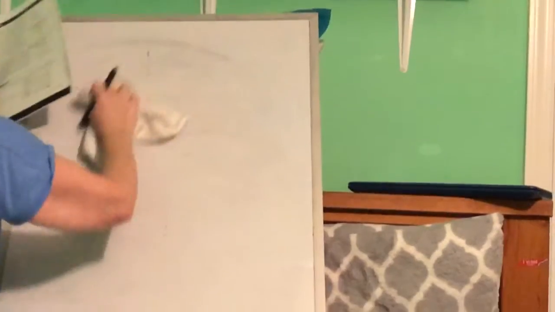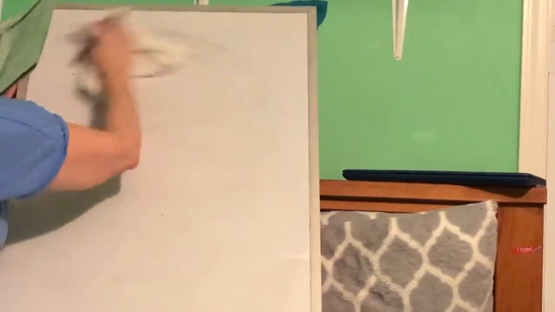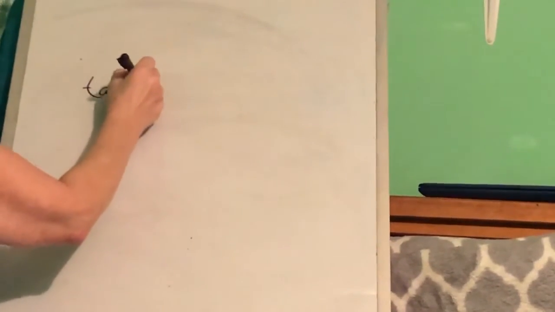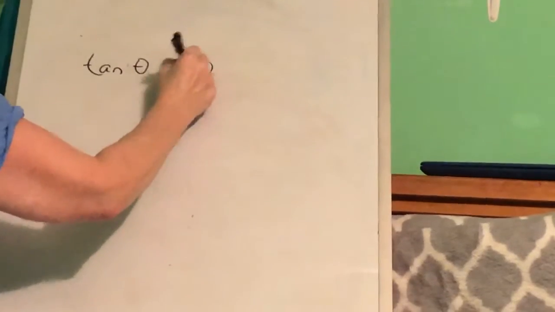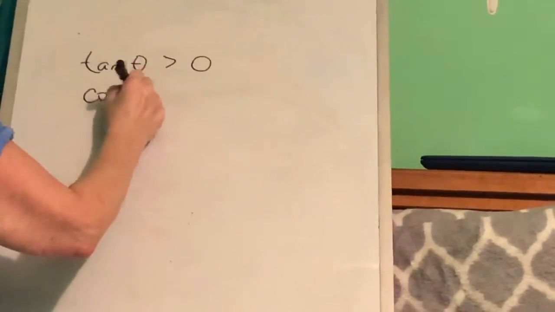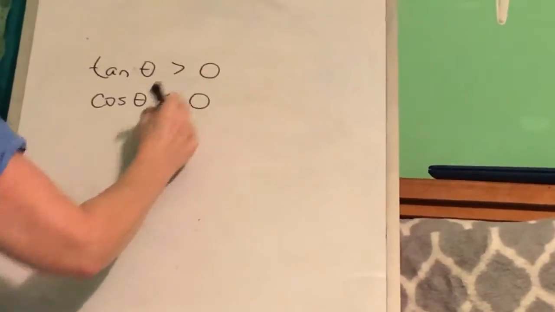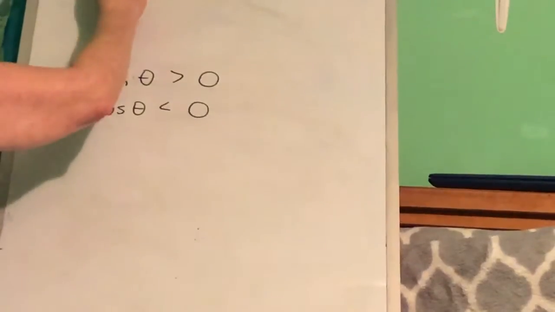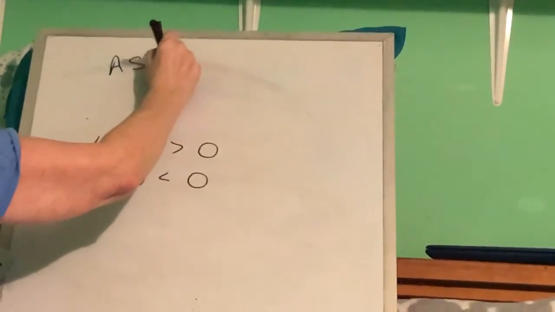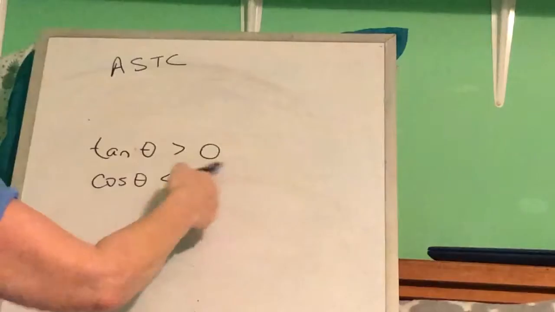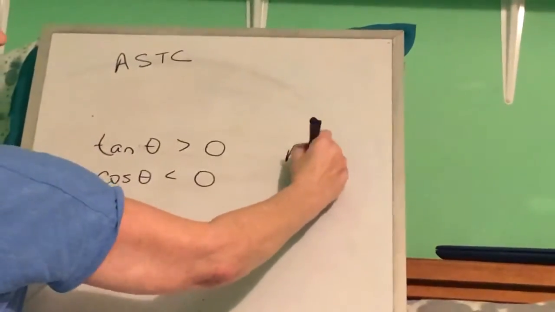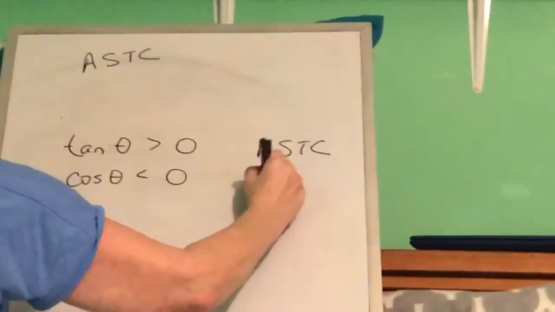Now, if you look down at example 9.4a, you will see that we are given tangent of theta is greater than 0 and cosine of theta is less than 0. And we want to find where we would draw that triangle, and it's very specific. Again, let's look at all students take calculus, and we're going to do that once for each. ASTC and ASTC.